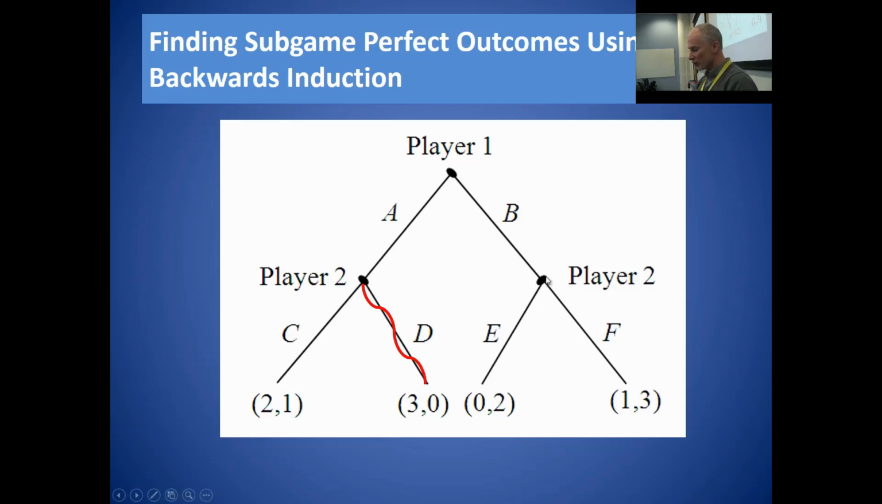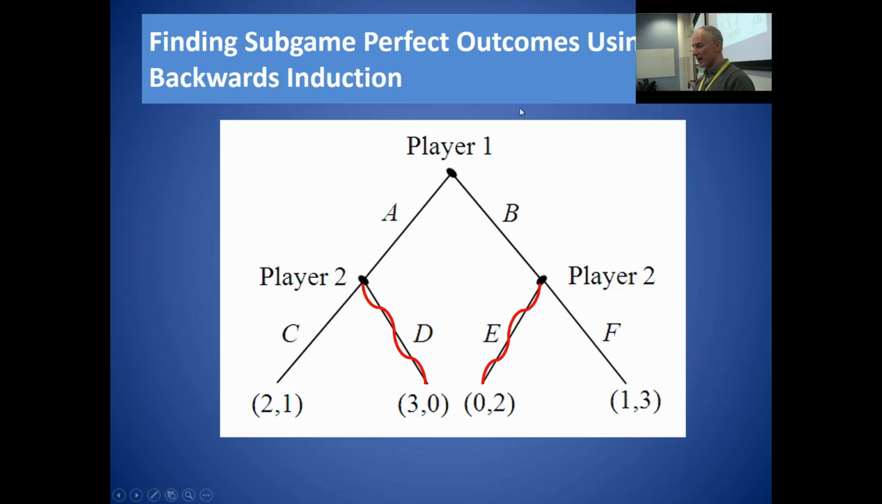Now moving to the right, where player 2 is choosing between E, that gives a payoff of 2, or F, that gives a payoff of 3. Much rather 3 to 2, and hence player 2 would never choose E. So again, we can remove that as a possible strategy. And that's it for our final round of subgames.